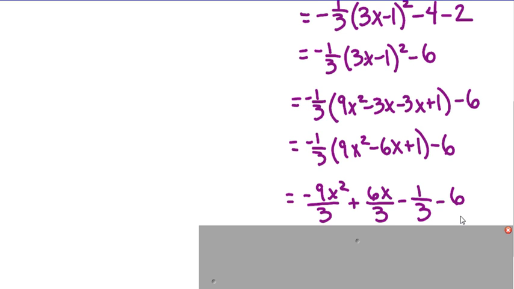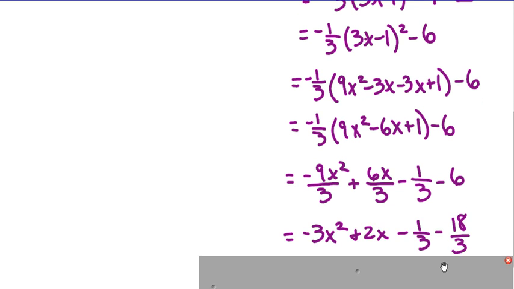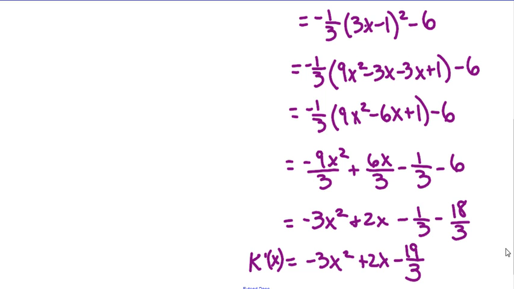1 times 3 is 3. So if I'm multiplying the denominator by 3, I have to multiply the numerator by 3. So this would be 18/3. Now I can combine them. If you have a -1/3 and a -18/3, that will give you a total of -19/3. And here is our standard form for the transformed polynomial: -3x squared plus 2x minus 19/3.